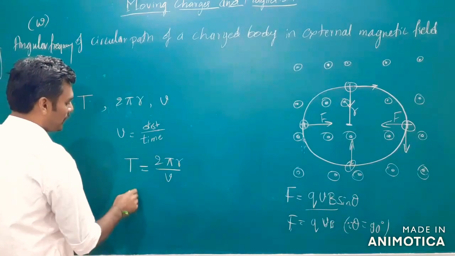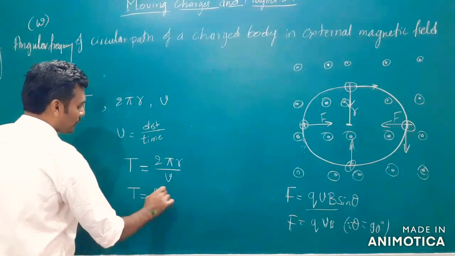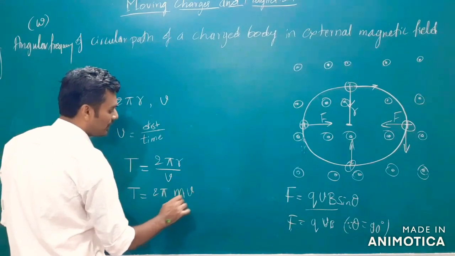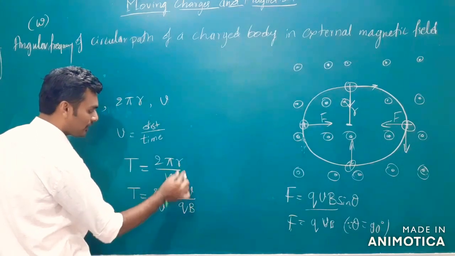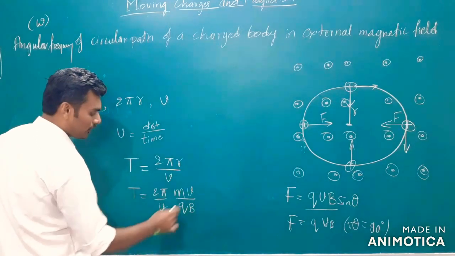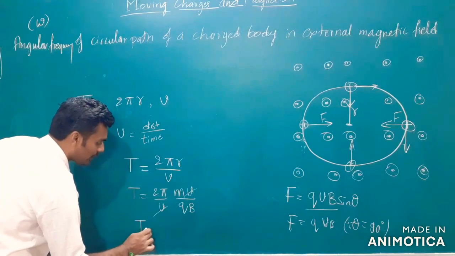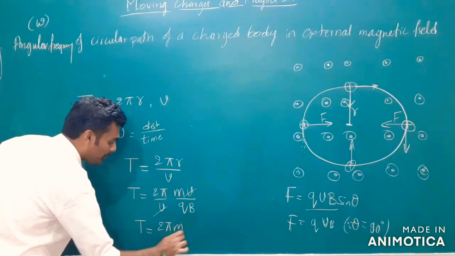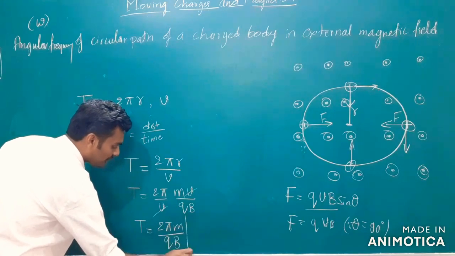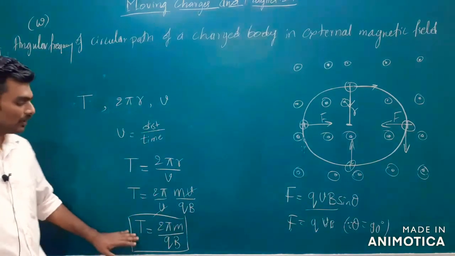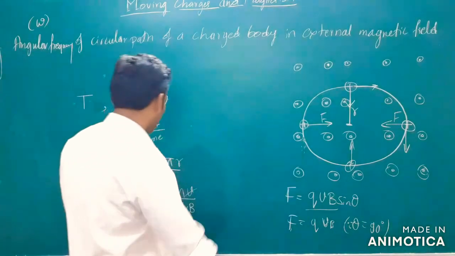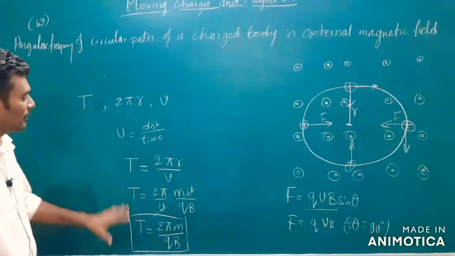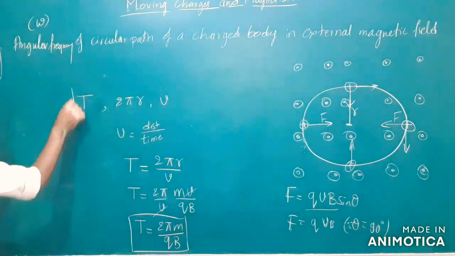Now what is r? We have already derived the expression for r. The expression for r is mv by qB, right? So 2 pi by v I will keep separate. In place of r I will write mv by qB. So v and v cancel, and hence the expression for time period is 2 pi m by qB. This is the expression for the time period of a charged body undergoing circular motion in the external field. Clear? But this is not the final result that we want.